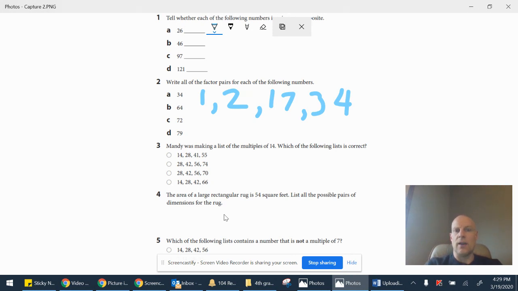The area of a large rectangle for number 4, rectangular rug, is 54 square feet. List all the possible pairs of dimensions for the rug. I think what they're looking for are simply the factors of that rug, or the factors of the square footage of the rug. And then number 5, which of the following lists contains a number that is not a multiple of 7? So you're going to look through and try to find the list that contains a number that is not a multiple of 7.